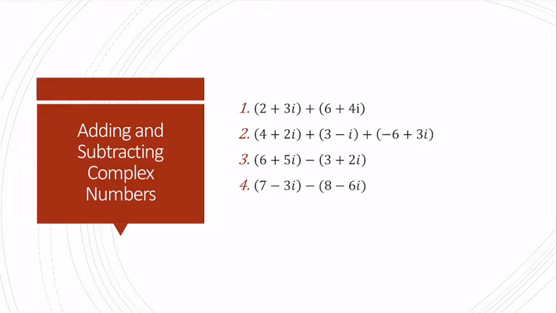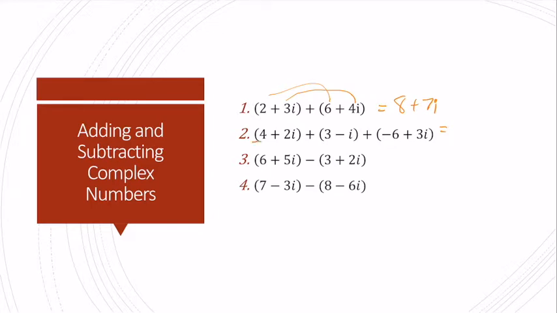When we're adding and subtracting complex numbers, we add the real parts and we add the imaginary parts. So 2 plus 3i plus 6 plus 4i becomes 2 plus 6, which is 8, plus 3i plus 4i, which is 7i. I can even do this for multiple numbers. I'm just adding more than 2 parts.